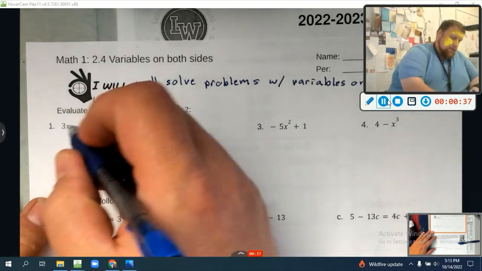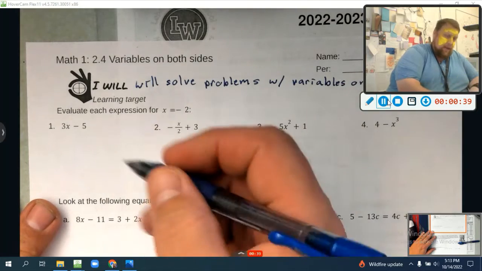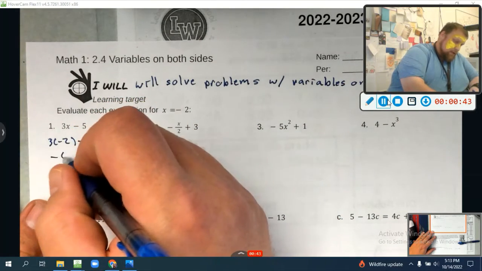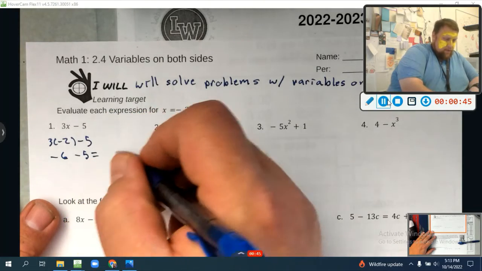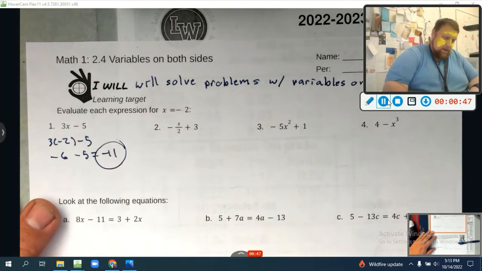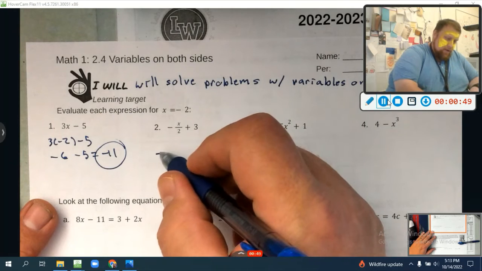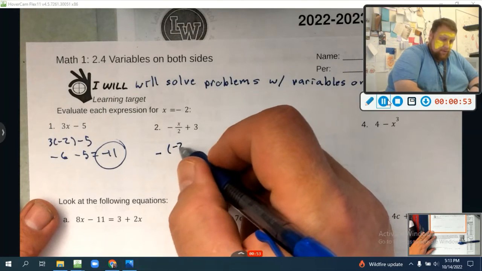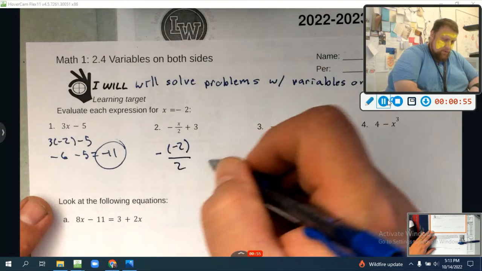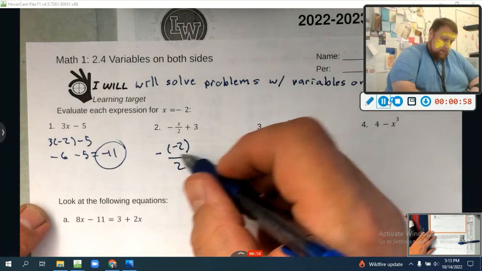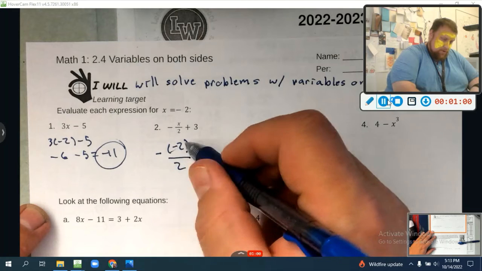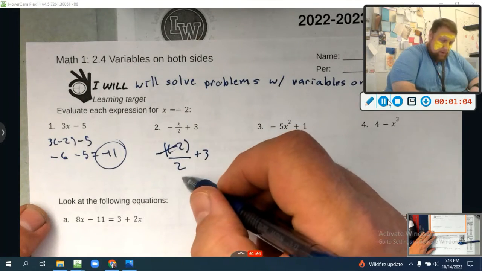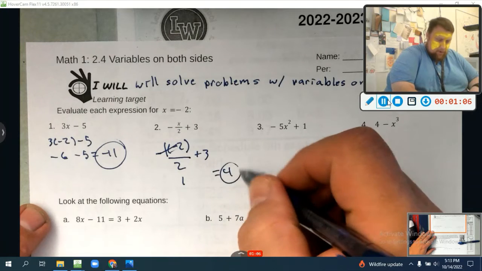Okay, let's do this. So when I evaluate, guys, I just plug in and I solve. So I'm going to have 3 times -2 minus 5, which is -6, minus 5, or -11. Up here, I have a negative, and then don't forget, that negative is not the same as the -2. -2 goes in parentheses, over 2, plus 3. 2 negatives, they're touching, make a positive. 2 divided by 2 is 1. 1 plus 3 is 4.